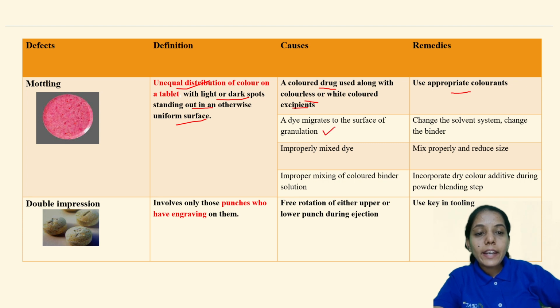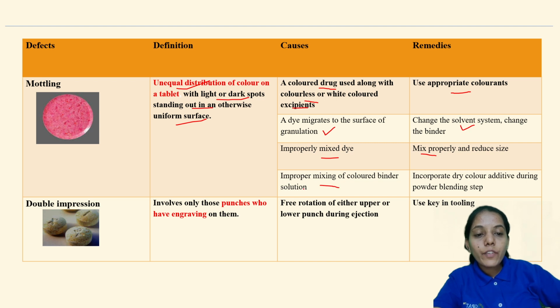Next is dye migrating to the surface of the granulation. During the process of granulation, the dye is migrating, so it leads to unequal color distribution. Then change the solvent system and change the binder. The solvent system is the one we add for granulation. Pick a solvent which will give uniform color distribution. Otherwise, change the binder. Next is improperly mixed dye. If the dye itself is not mixed properly, then mottling may occur. So mix properly and reduce the size.